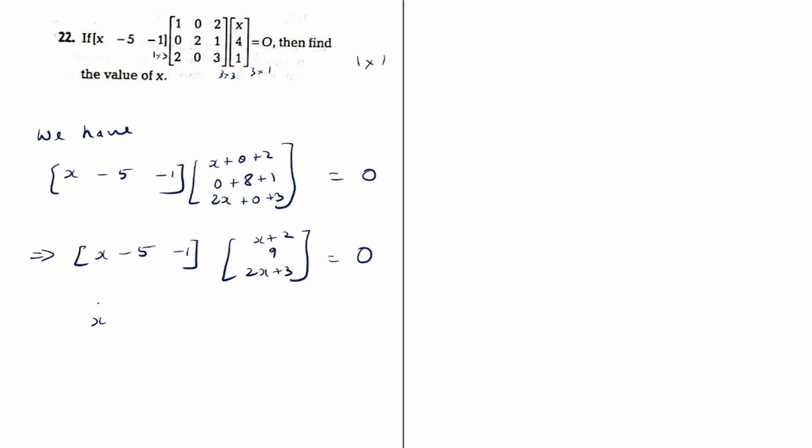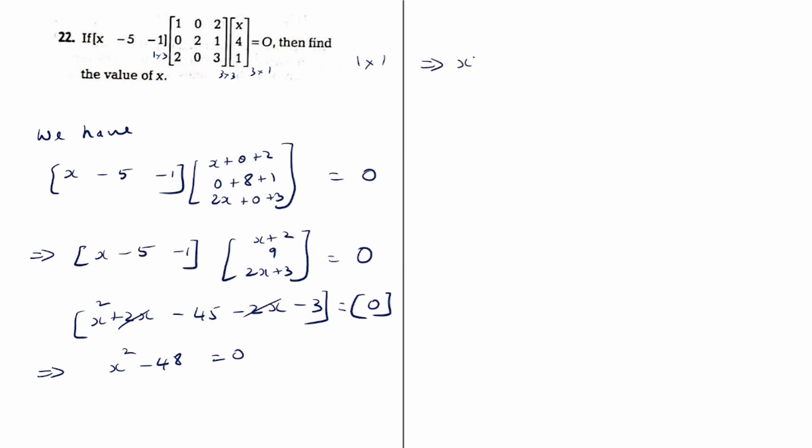So it is x square plus 2x minus 9 into 5, 45 minus 2x minus 3. This is equal to, since this is a matrix of order 1 by 1, we can have the 0 matrix also as order 1 by 1. So from this we get, these two will go. If we compare the elements, we will get x square minus 48 equal to 0, or we get x square is equal to 48.